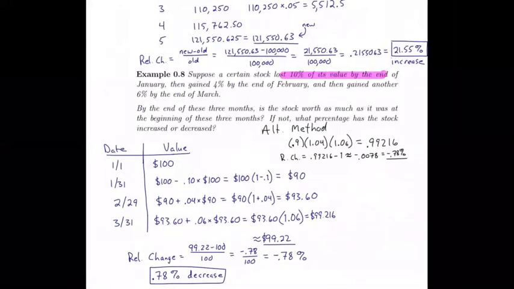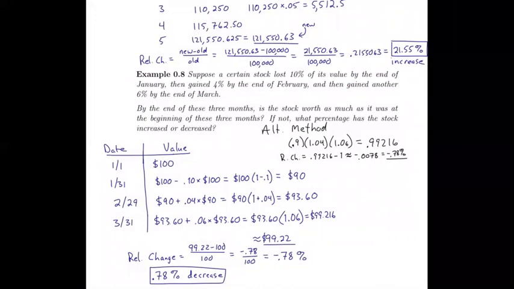or by the end of January. So it started at some amount in January. By the end of the month, it lost 10% of its value. Then it gained 4% by the end of February, so over the month of February. And then it gained 6% over the month of March, okay? Has this stock regained all of its value? One month it lost 10%, another month it gained 4%, another month it gained 6%.